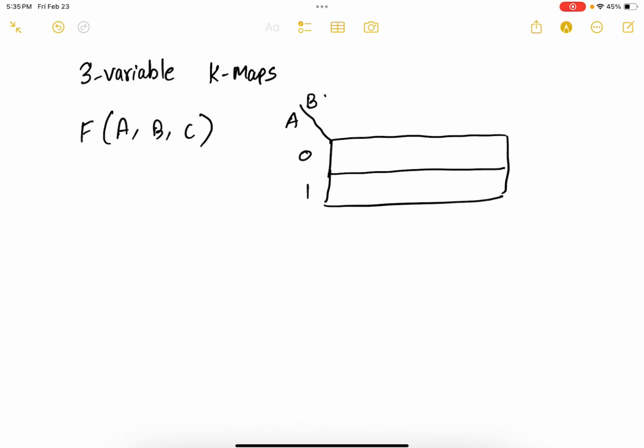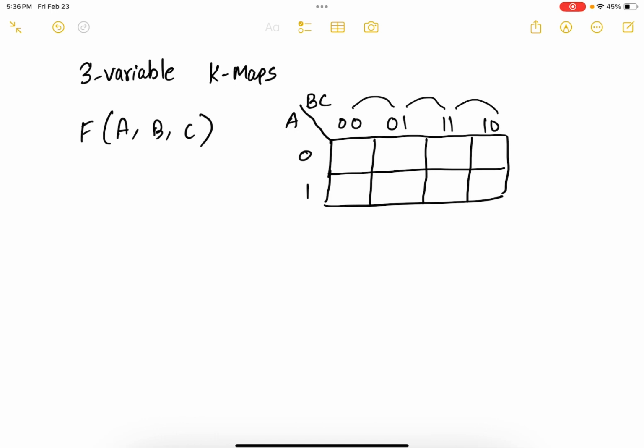And on this side you'll have two variables BC. BC can assume four values. That is 0 0, 0 1, 1 0 and 1 1. And the way we write it is 0 0, 0 1, 1 1 and 1 0. Now you need to be careful here because you see I'm writing 0 1 followed by 1 1 and not 1 0. This is because there's only one bit change between each adjacent one.